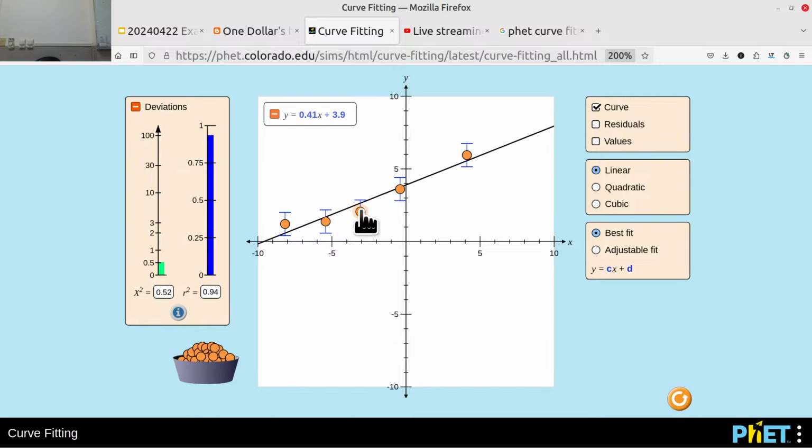Again, I move it around. Okay. Oh, very close to 0.99. That's good. That's good fitting. And the chi-square value is close to 0. Very small.